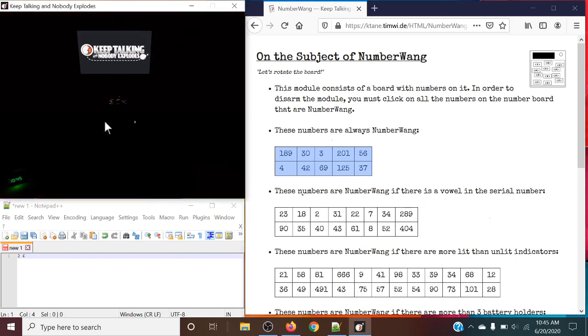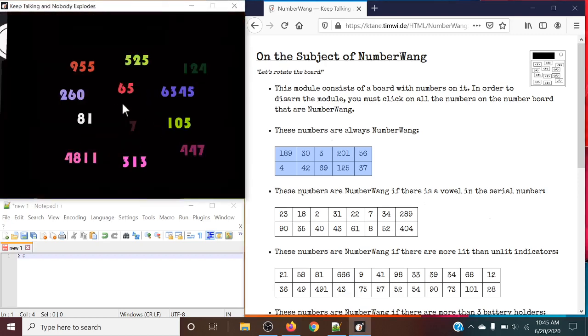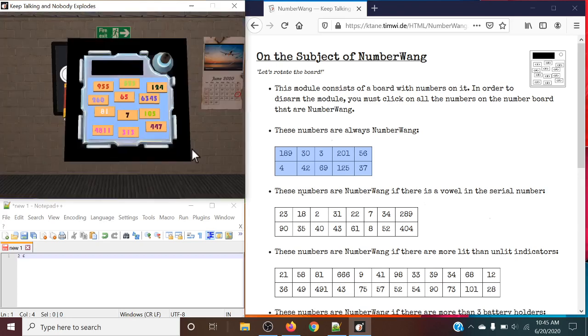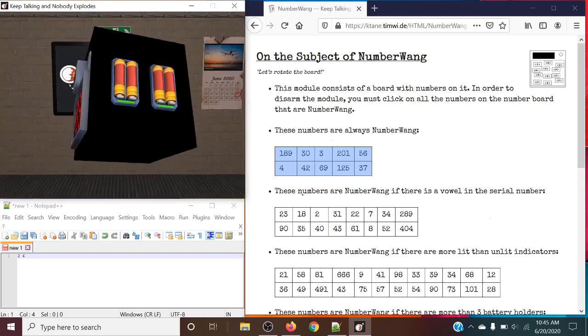Let's take a look at one final example. Thankfully, we can see that these numbers are in the dark, so let's see if we can find any that are automatically NumberWang. (955, 525). As far as I can see, none so far, so we're probably going to have to look at some other rules.